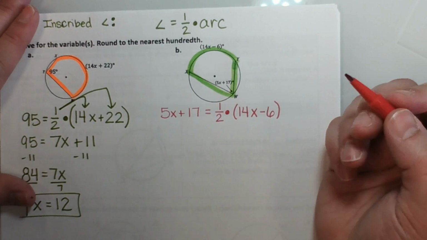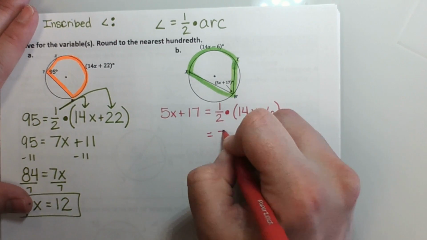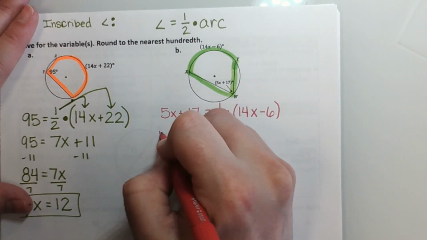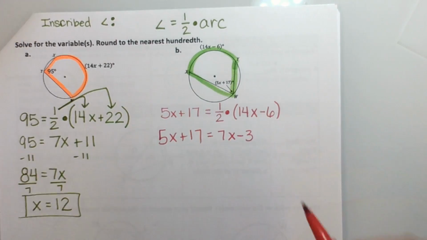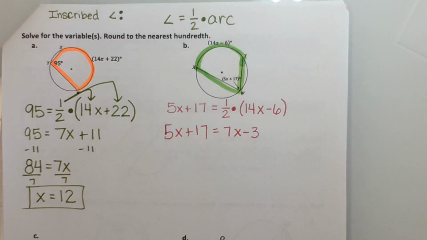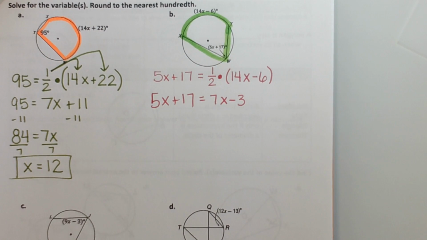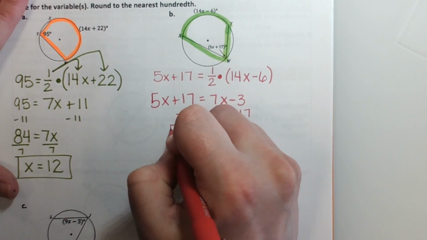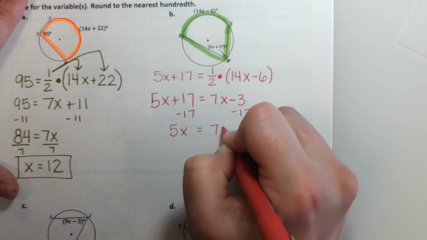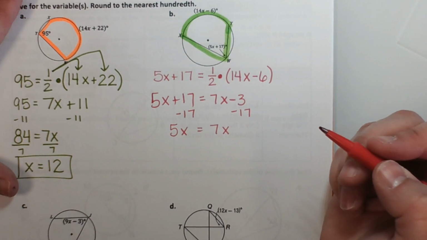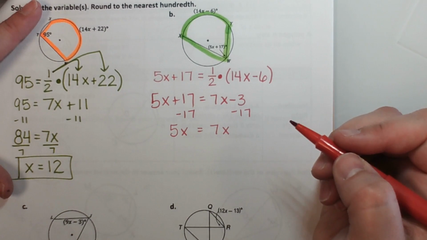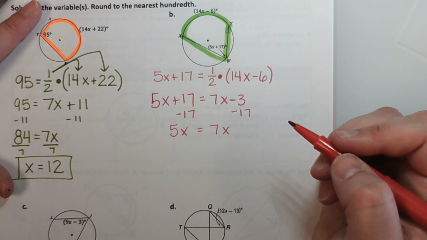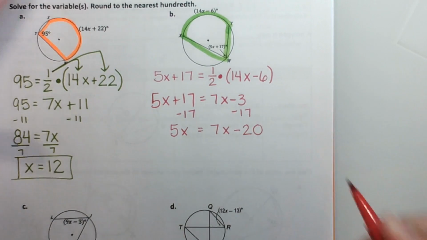Jocelyn, what do I get when I distribute? Beautiful. Haley. Now what? We can subtract the 17 next. Not my favorite mood, but it works. Left with 5x equals 7x. What is negative 3 minus 17? Yes, negative 20. Be careful with your positives and negatives.